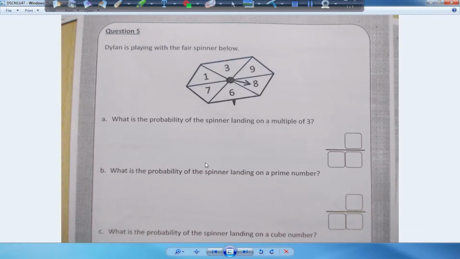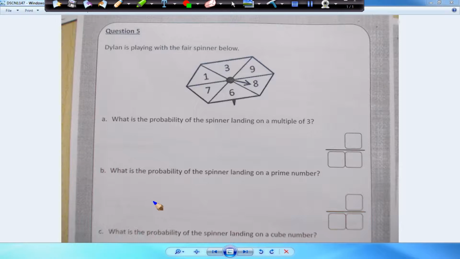Good. Dylan is playing with the fair spinner below. Key words here: fair spinner. What is the probability of the spinner landing on a multiple of 3?